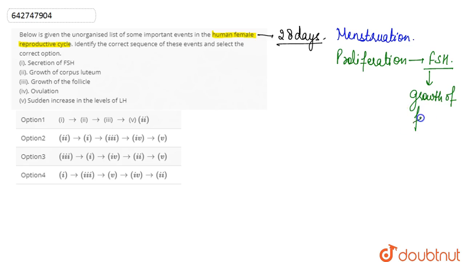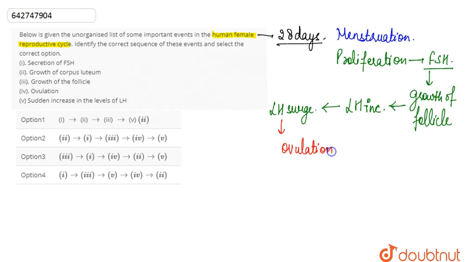Once the follicle has grown properly, there is an increase in the level of the luteinizing hormone. This sudden increase in the LH is known as the LH surge. The level of the luteinizing hormone increases to such a high level that it leads to ovulation, which is the release of the ovum from the ovary.